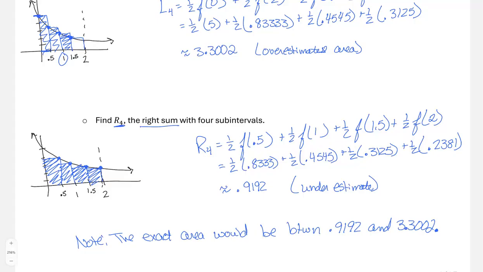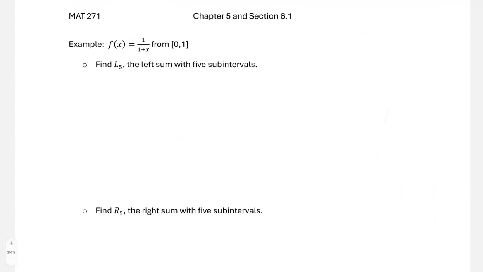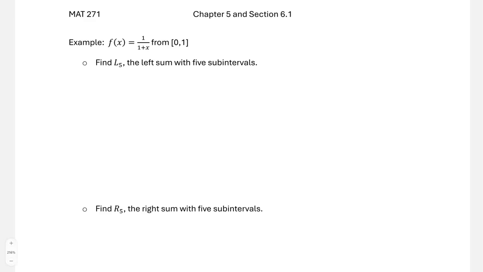Let's look at another example. Let's find the left sum and the right sum for the function 1 over 1 plus x from 0 to 1. So this is where you may want to take a minute, pause the video, try it, and then come back and check your answer.